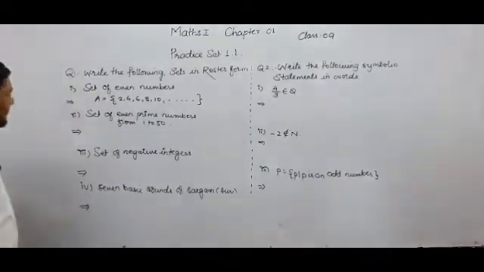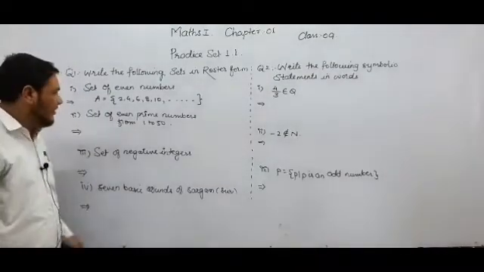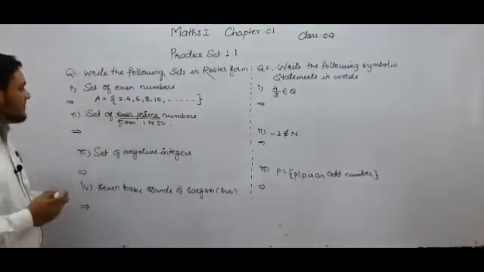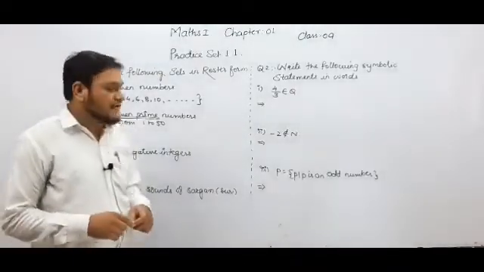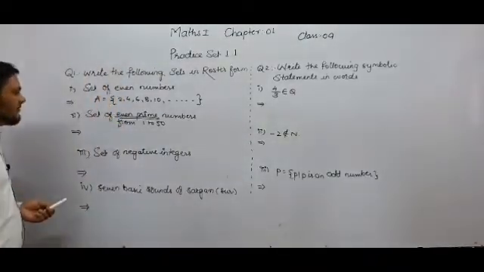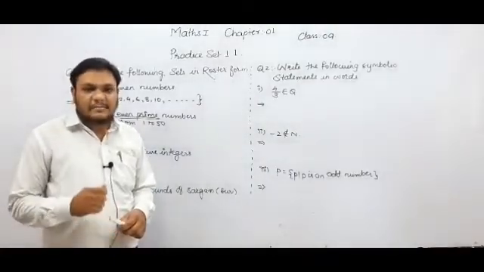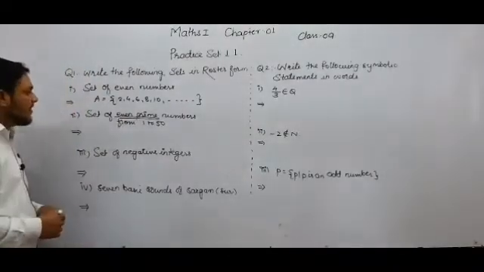So students, now the next question is set of even prime numbers from 1 to 50. Students, even prime numbers we want here. So what are even prime numbers? The numbers which are even as well as prime. We know the definition of even number, the numbers which are completely divisible by 2. And what are prime numbers? The numbers that are divisible by 1 and itself are called prime numbers.